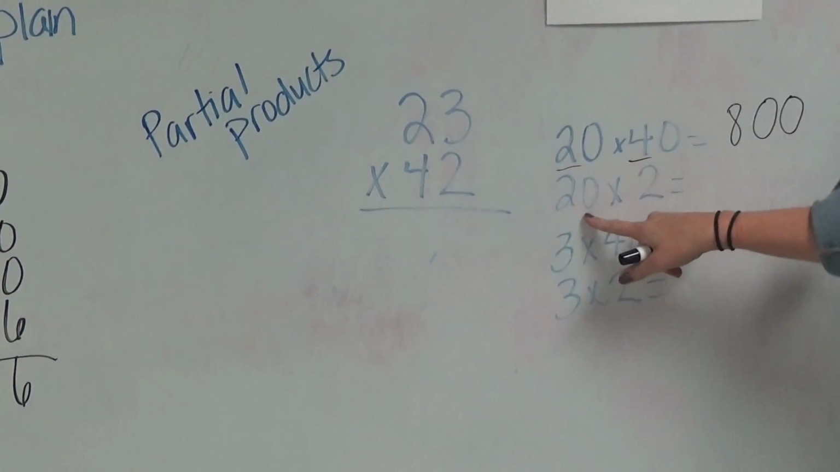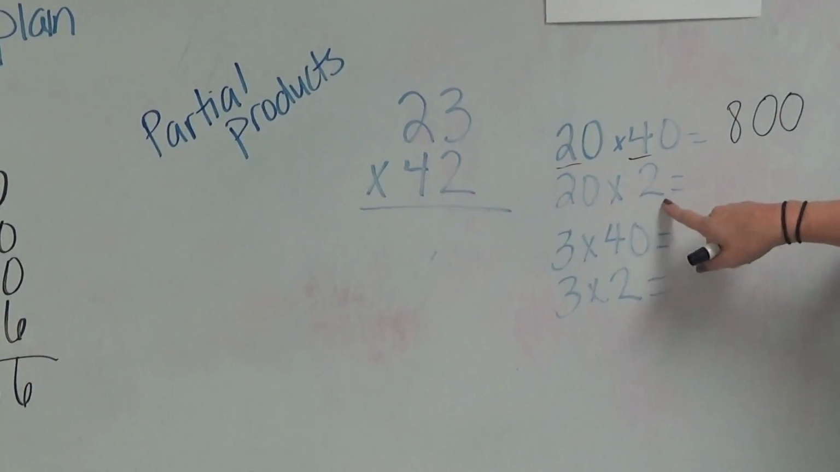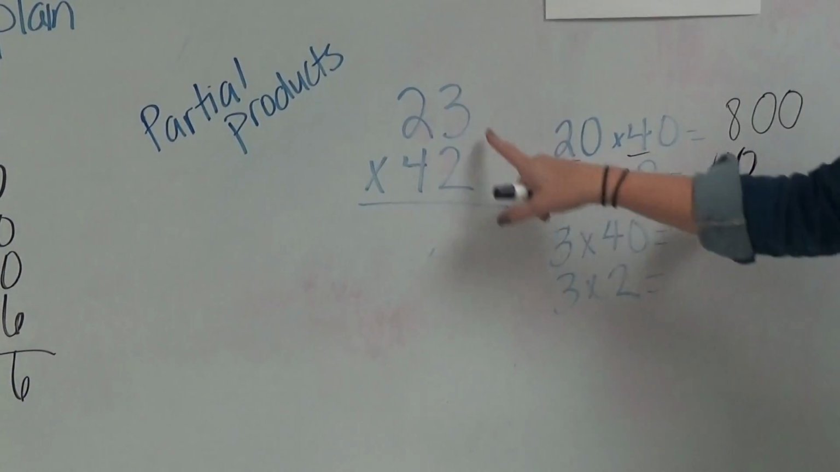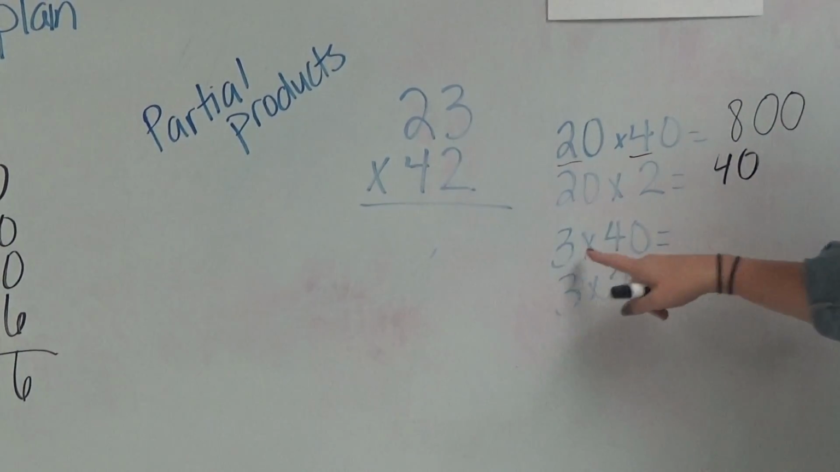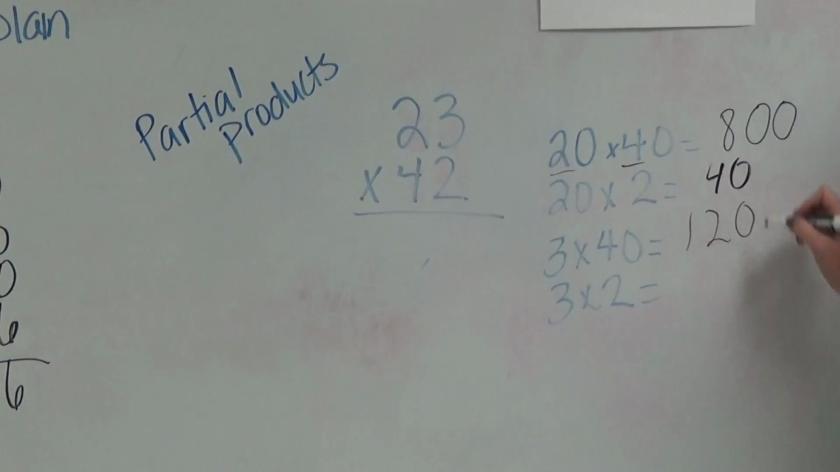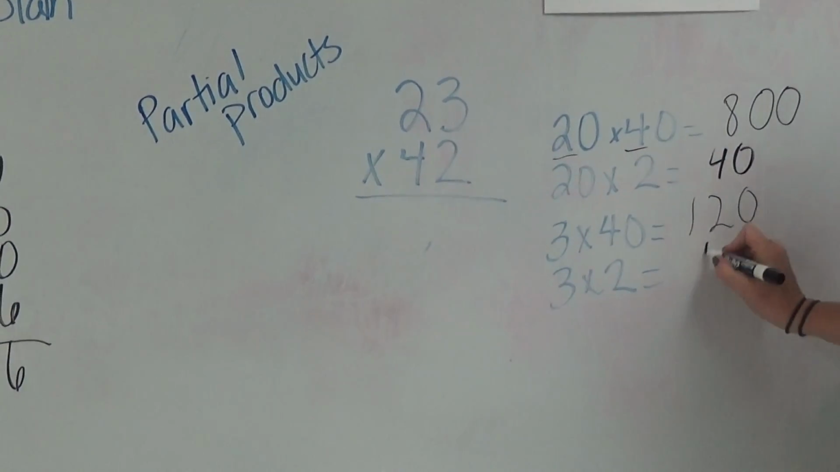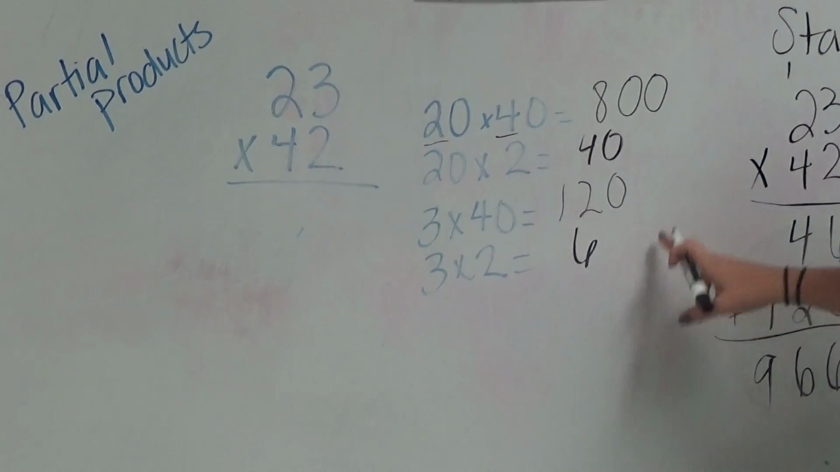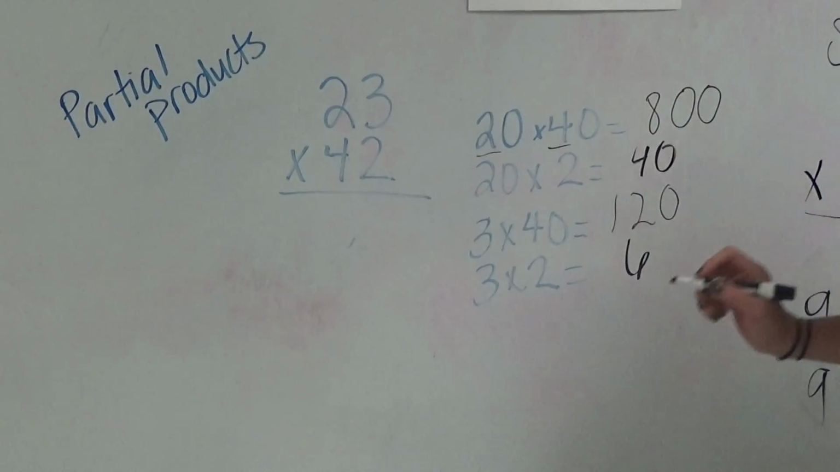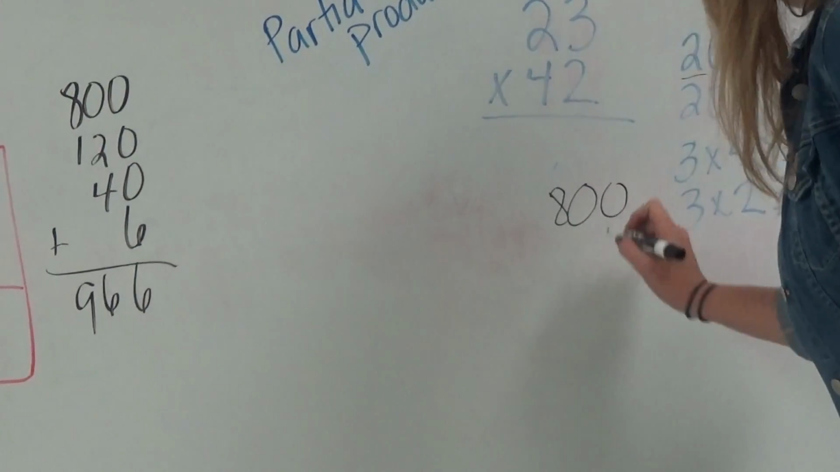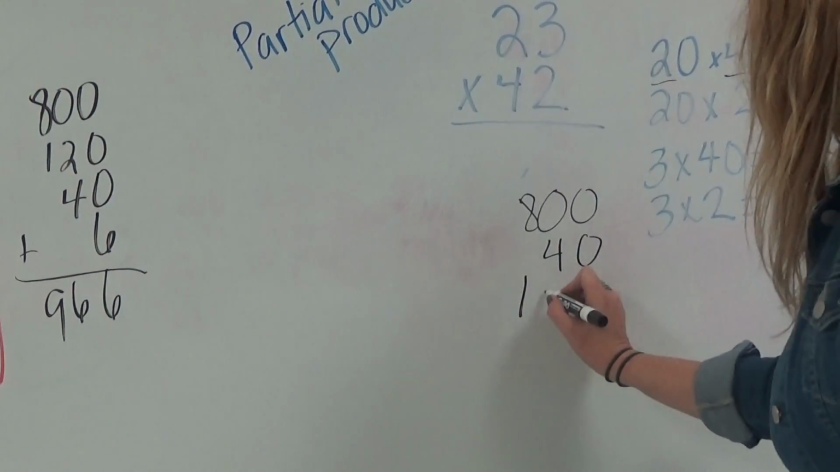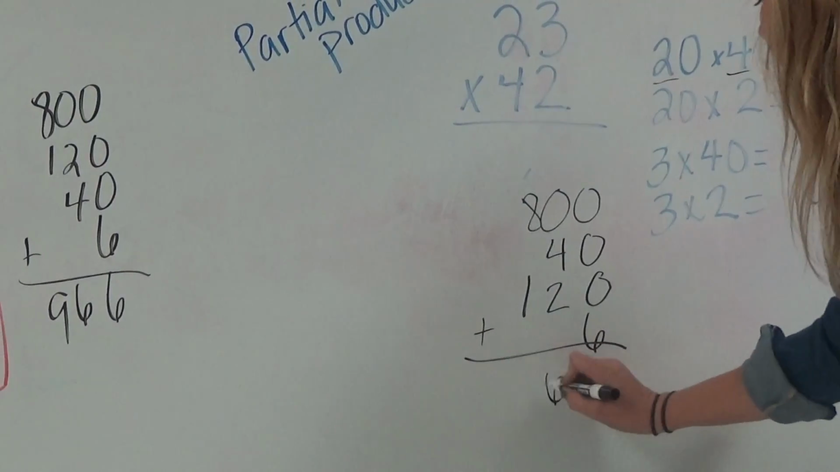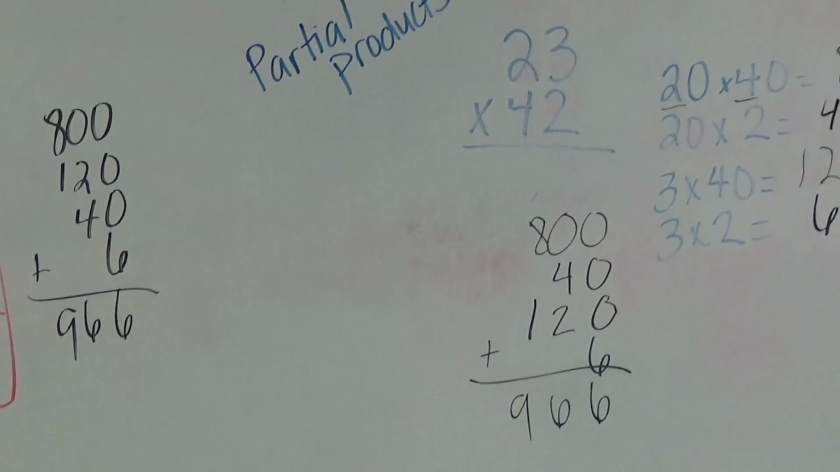Next, we're going to multiply the tens by the ones, which is 20 times 2. So we have 40. And then we're going to go back here, we're going to multiply our 1 by our tens. So we have 120. And then our ones by our ones, which is 6. I'm not done, but I want to make sure that we rewrite these numbers and line them up because they are not lined up correctly with place values. So we have 800, 40, 120, and 6. When I add those up, I again get the answer of 966.